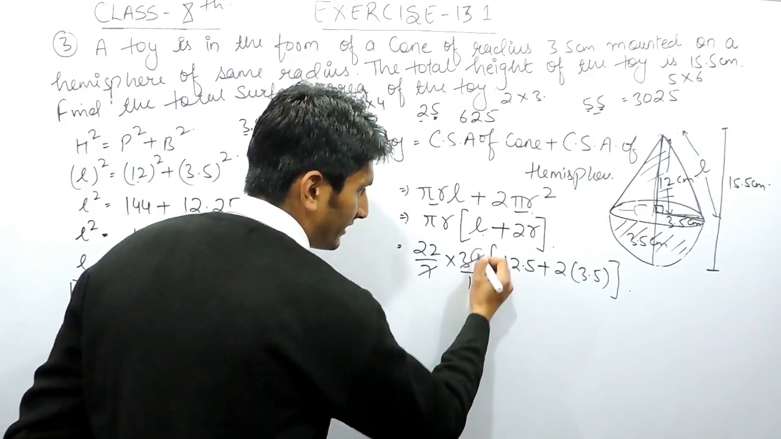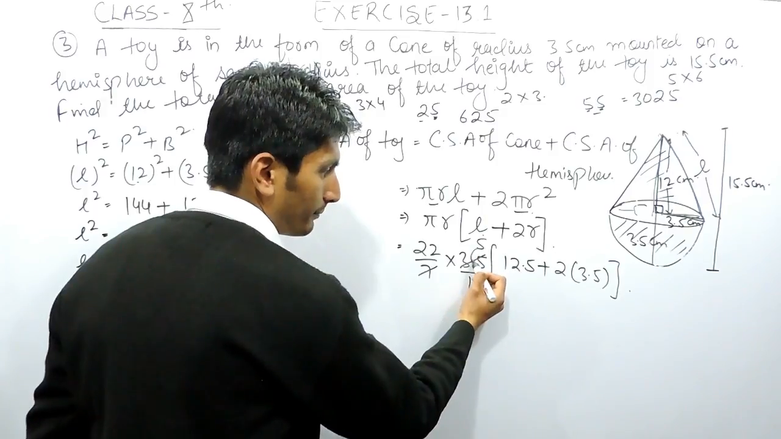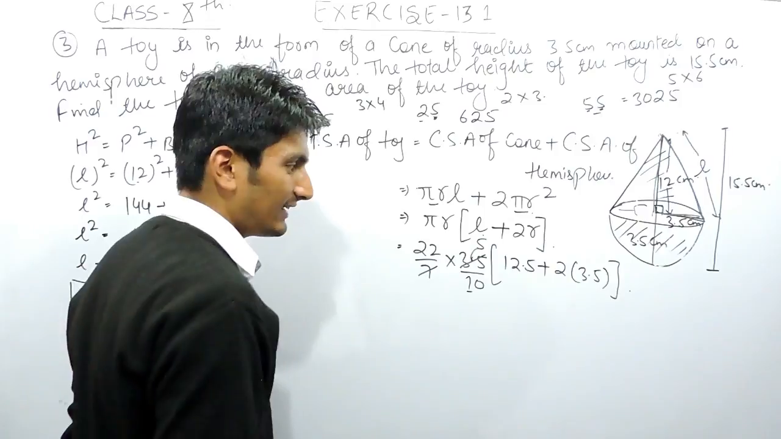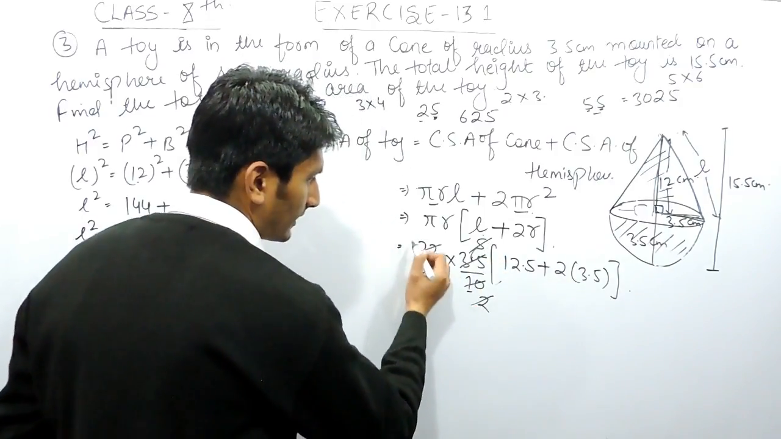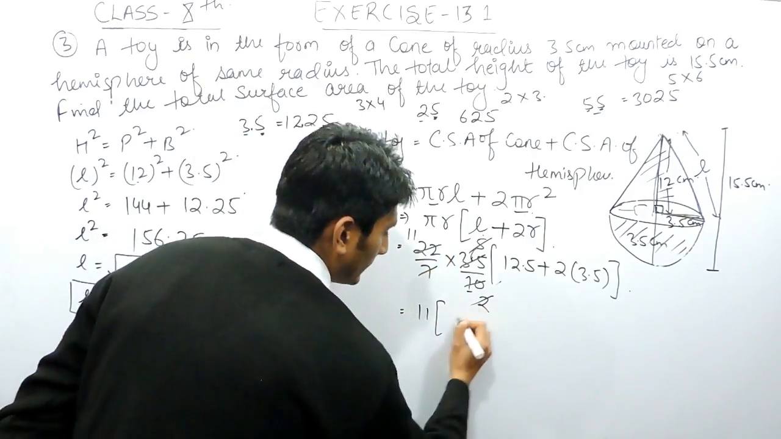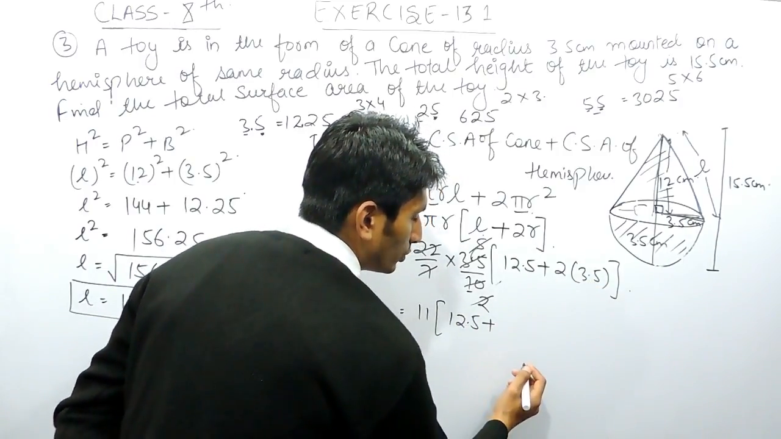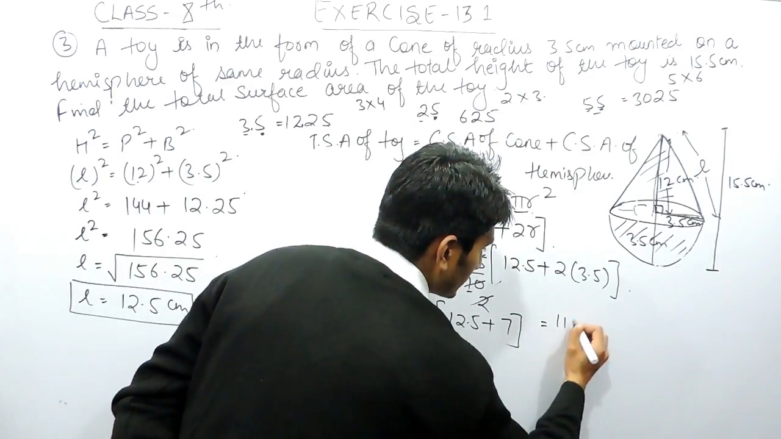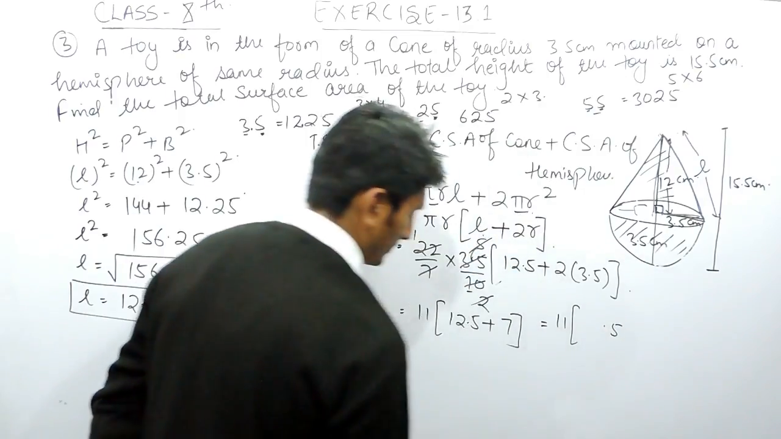This can be cancelled 5 times. 7 5s are 35. And I have removed the decimal and I have written 10 in the denominator. So this can be cancelled 2 times and this can be cancelled 11 times. So this will be equal to 11 multiplied by 12.5 plus 3.5 will be 16, into 2 will be... 7. Further solving this will be 11. This will be 0.5.